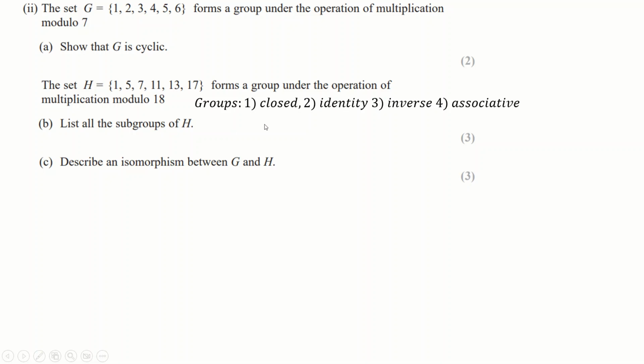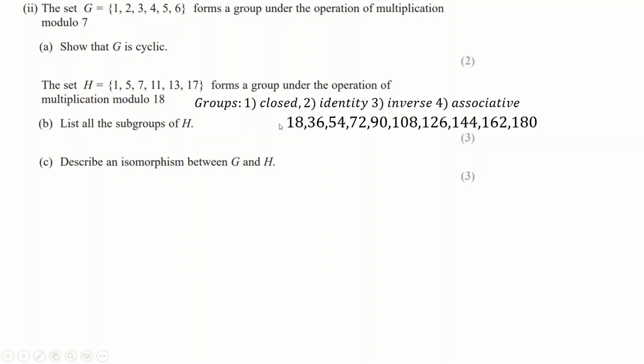So any subgroup I make has to be closed within that subgroup. It has to have the identity, so all the subgroups must have 1. And each element must have an inverse, which means if you take 5, you must also have in that subgroup the other one that multiplies by 5 to make 1.